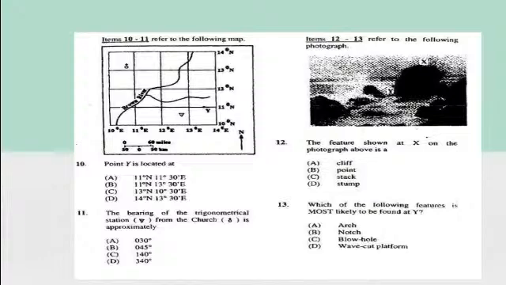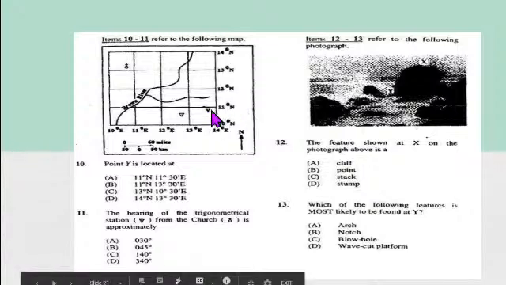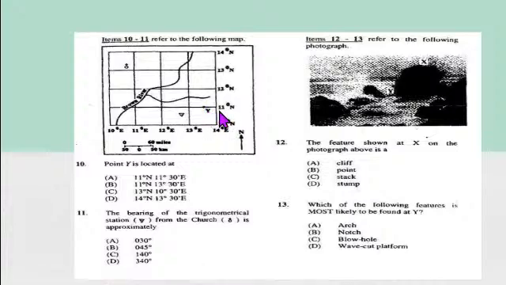All right, this is going to be our last one for this session. Items 10 to 11 refer to the following map. Point Y is located at, Y is here. Y is located at 11 degrees north. So A and B are our options.